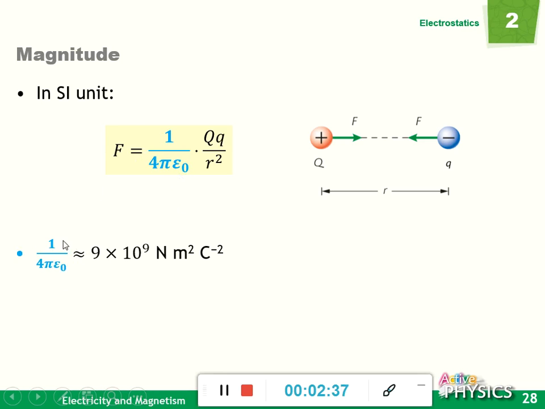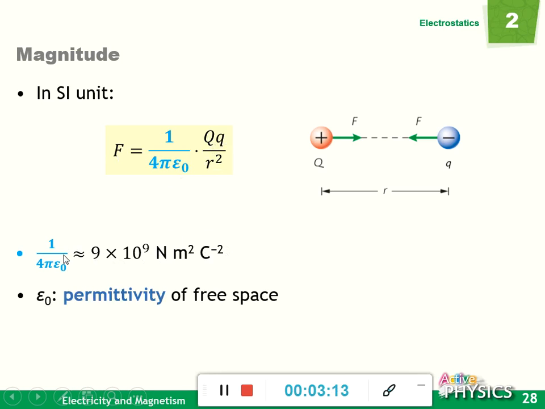And combine this in DSE or A level or certificate level. Sometimes you need not know what epsilon naught is. The question may give you this value. The whole thing will be this one. The unit is very difficult to understand, but this one is the Newton, meter squared. Put it here, meter squared, and Q1Q2 will be C. Then you can find out this unit.